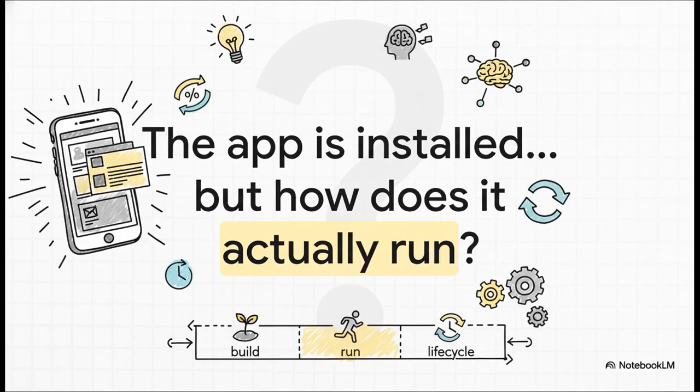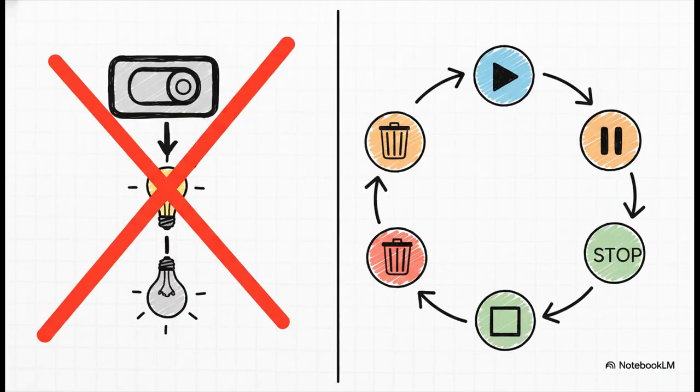Well, the secret lies in a very carefully managed life cycle. It's really easy to think of an app as being either on or off, kind of like a light switch, but it's so much more sophisticated than that. In reality, an app is constantly moving through a whole series of well-defined states, and it's all managed by your phone's operating system to save battery and memory.